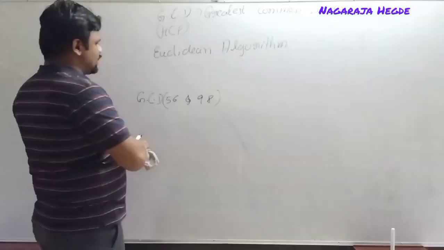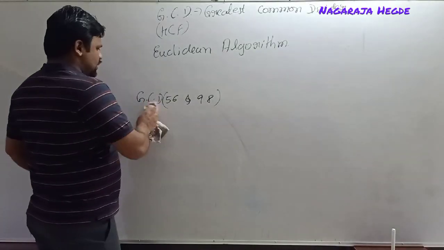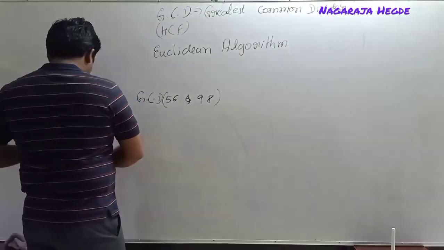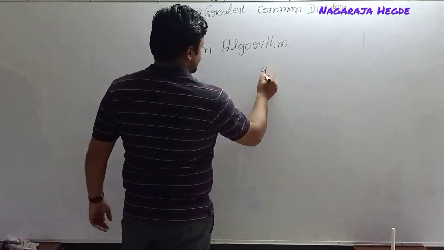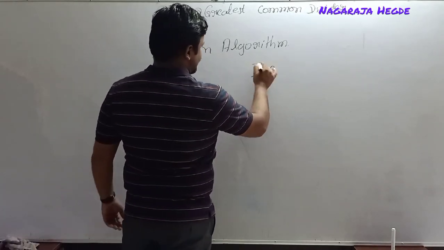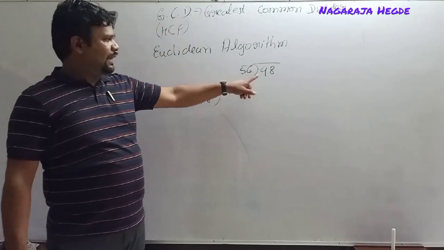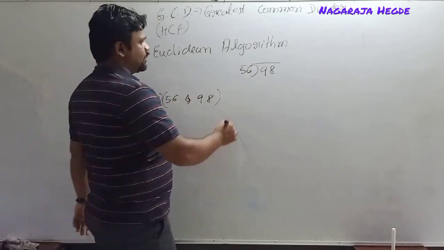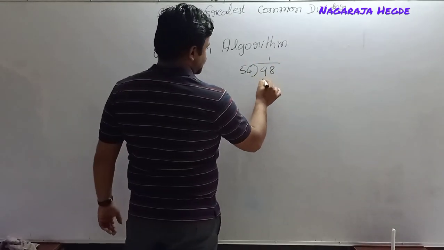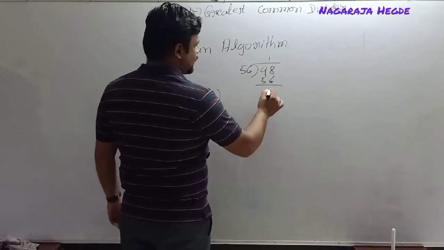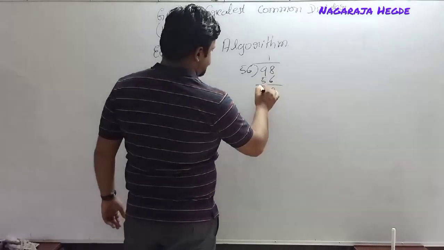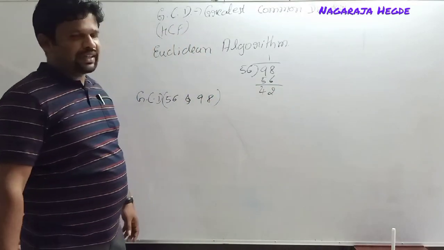What is that Euclidean algorithm? Here 56 and 98 are given, right? So let us take the highest number here, 98, divided by 56. Divide 98 by 56. What will happen? We know that 56 once is 56. What is the remainder here? 42 is the remainder.